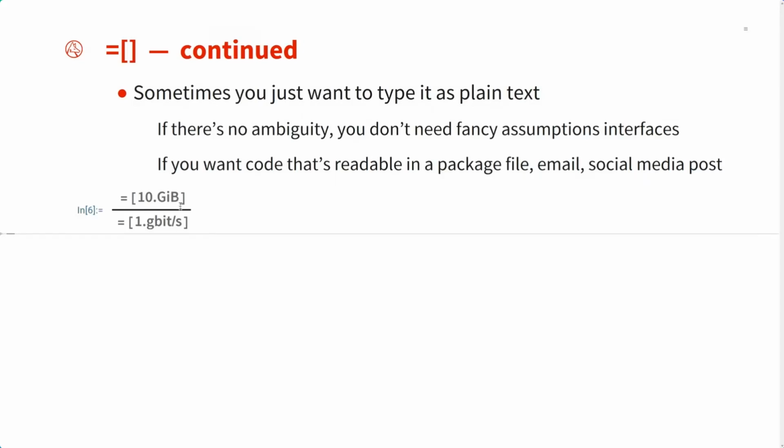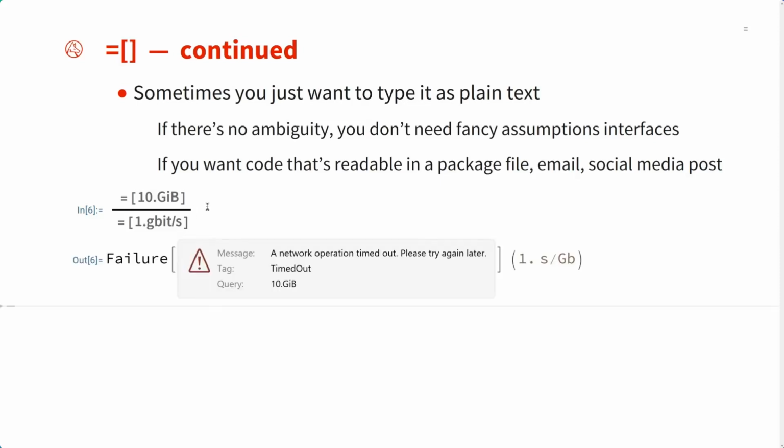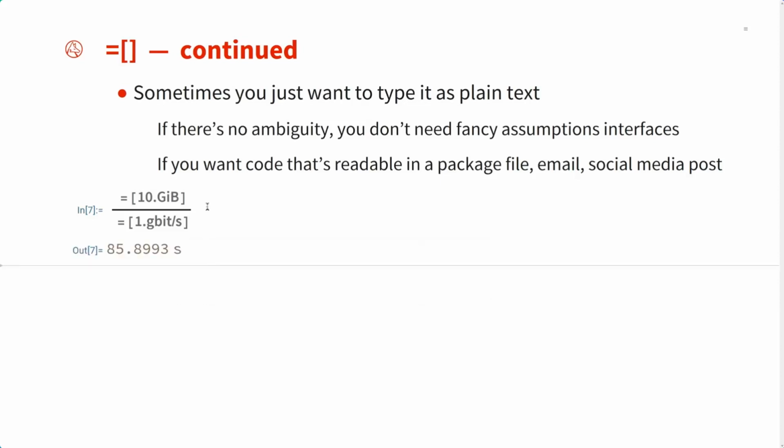I did put it in the fraction bar, but I didn't have to type the fraction bar. I could have, hey, look at that, network timed out. There we go. Okay. So this is an easy way for me to determine how long it's going to take to download 10 gigabytes over a 1 gigabit connection.